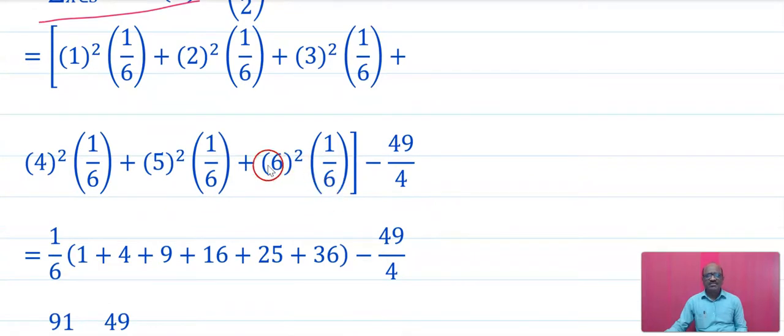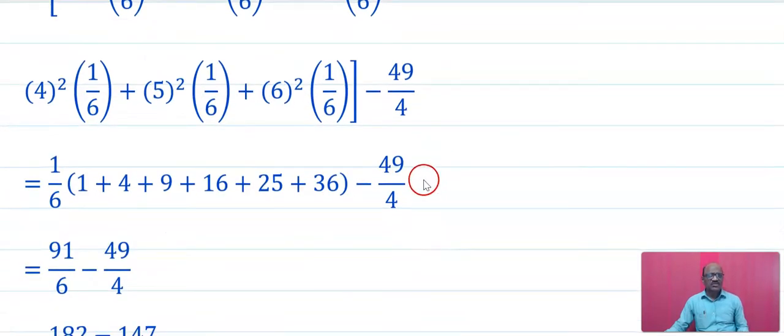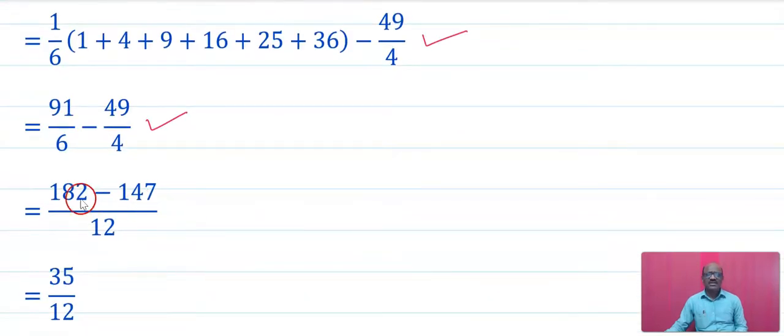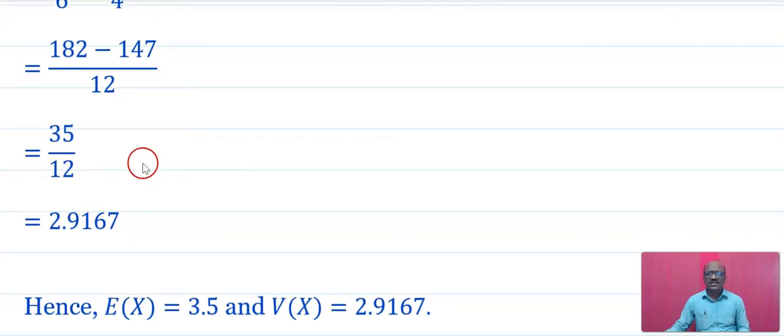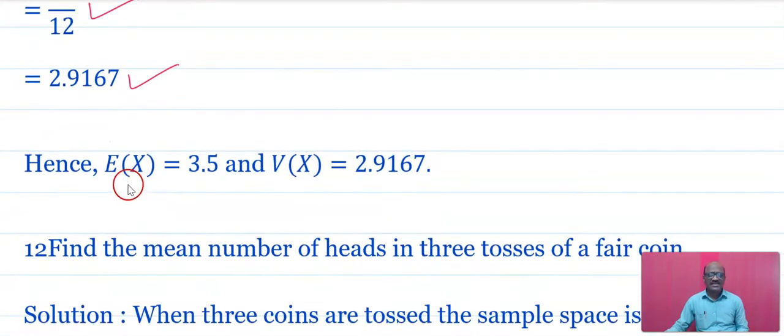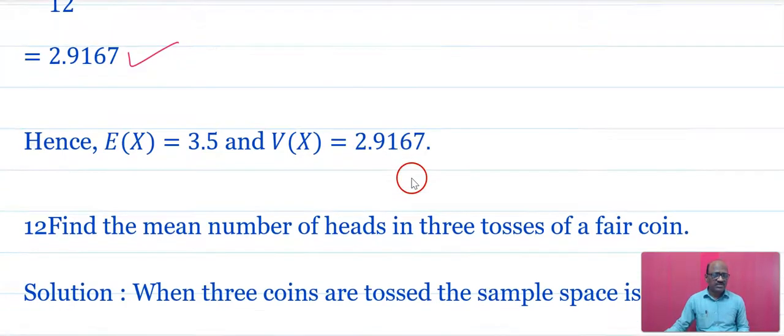And if we take 1/6 common from all these, then in the bracket you will get 1² = 1, 2² = 4, 3² = 9, 4² = 16, 5² = 25, and 6² = 36, minus 49/4. In this way you will get 91/6 minus 49/4. If you calculate it, you will get (182 minus 147)/12, and its calculation is 35/12, which is equal to 2.9167. And hence E(x) = 3.5 and the variance of x = 2.9167.